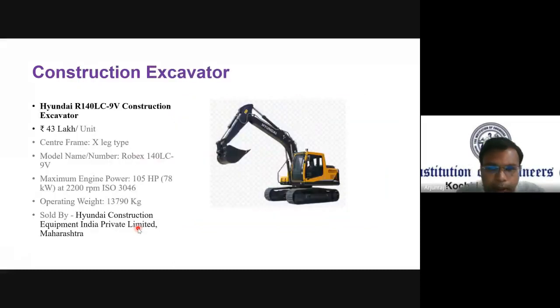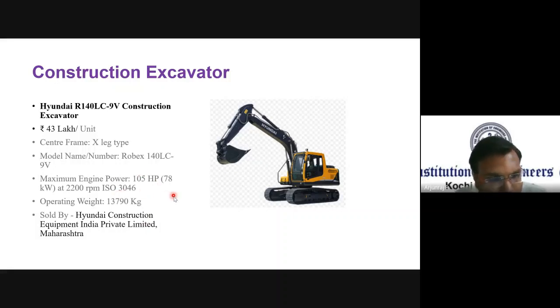We have the construction excavator, which is done by a company called Hyundai. I will show you some of the video in which you can also find some of the construction excavator equipment as well. The cost of this is going to be 43 lakhs per unit. It is having a center frame. You can see it is a center frame having an X leg type, and the maximum engine power for this application is going to be 105 horsepower.